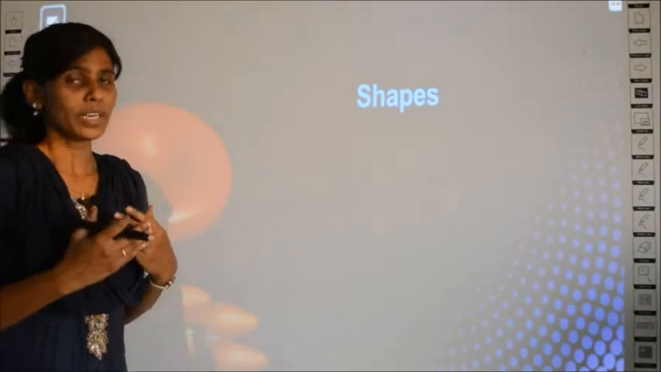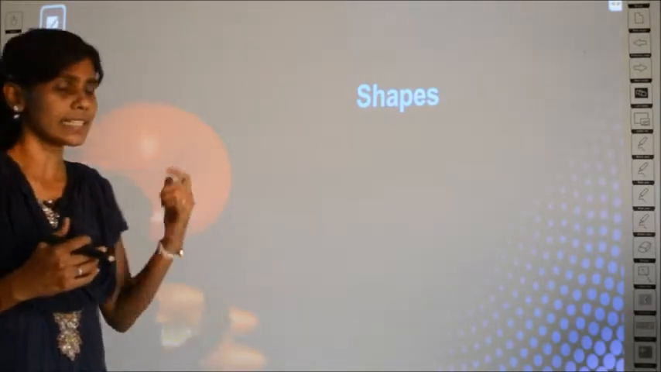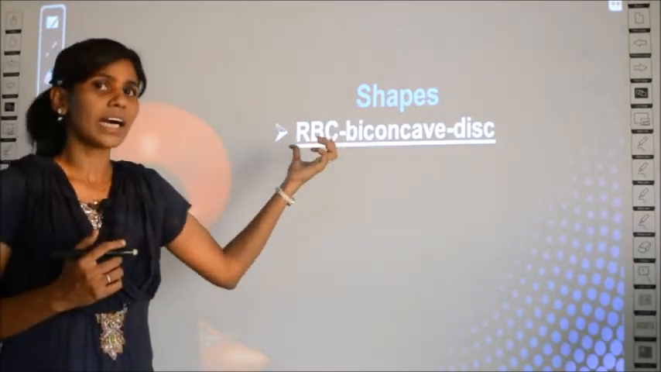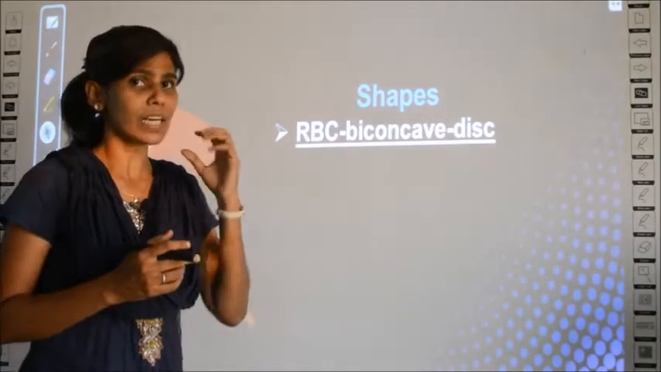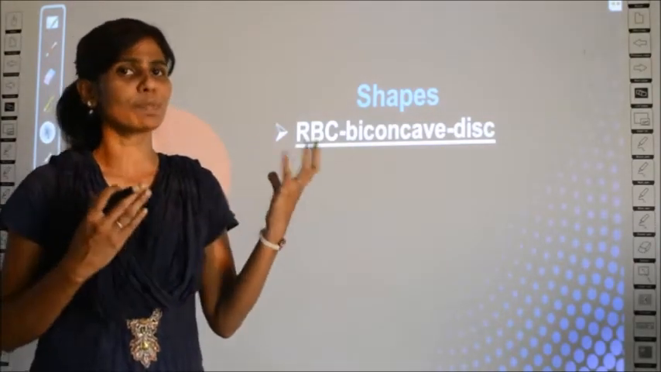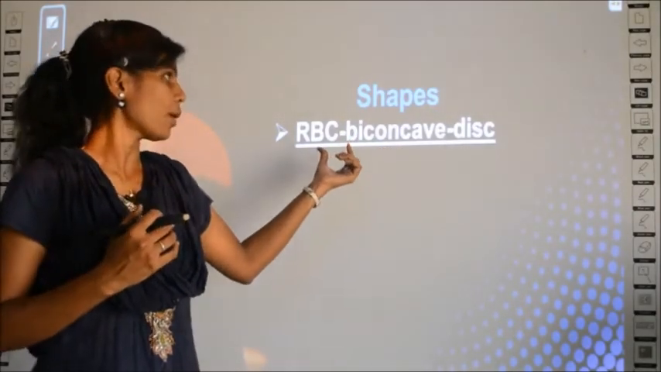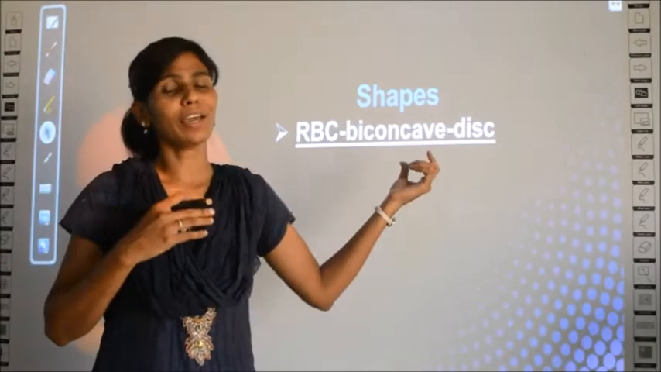There are three more examples about the shape of the cells. The third example is RBC cells. What is RBC cells? RBC cells means red blood cells. What is special about red blood cells? The shape of red blood cells is in the form of a biconcave disc.